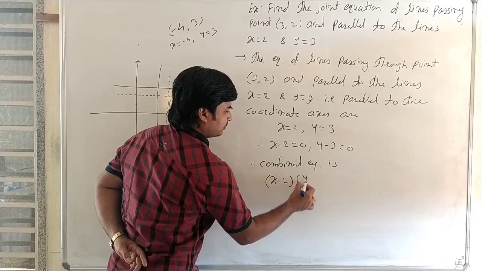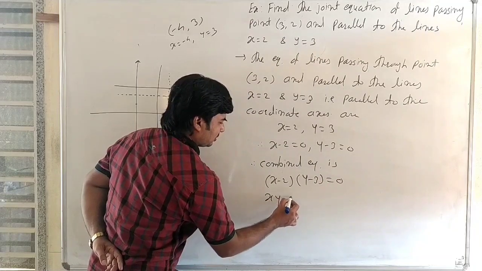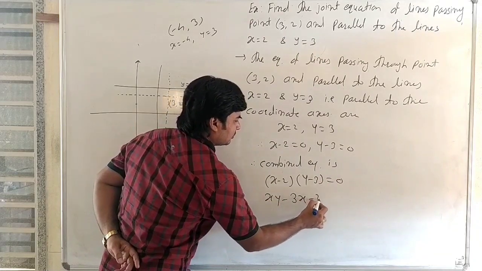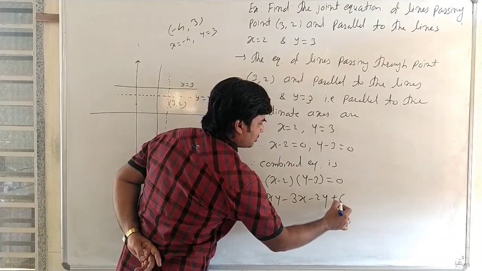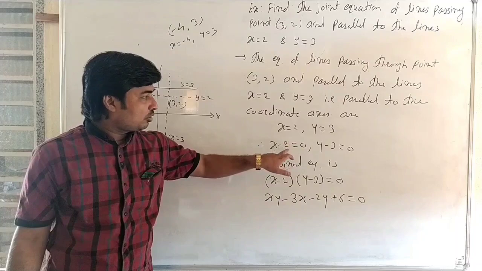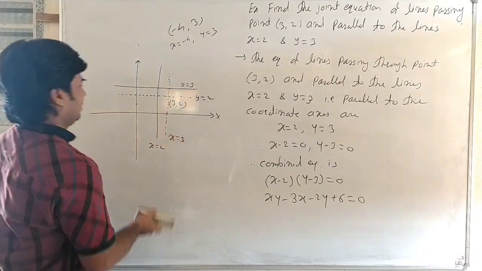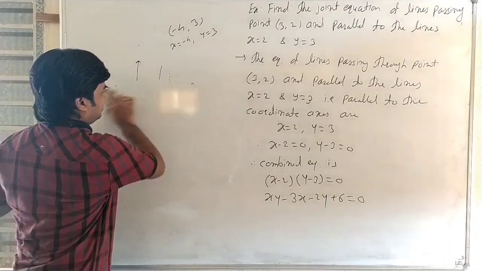x minus 2, y minus 3 equal to 0. Therefore, xy minus 3x minus 2y plus 6 is equal to 0 is the combined equation of these two lines. Okay, next.